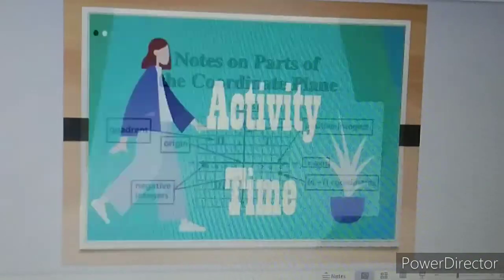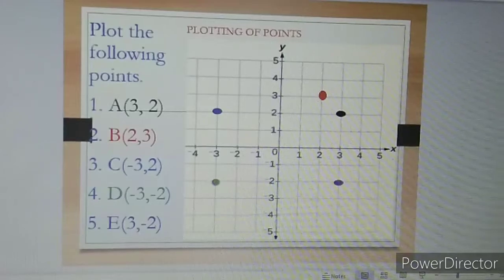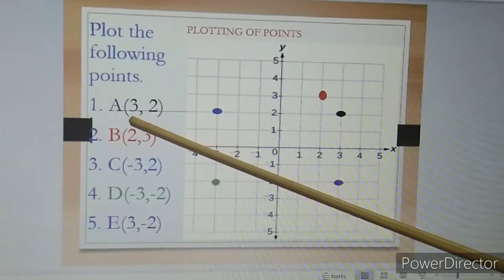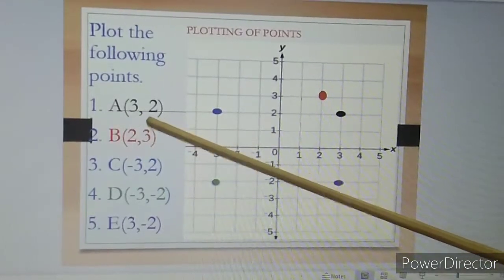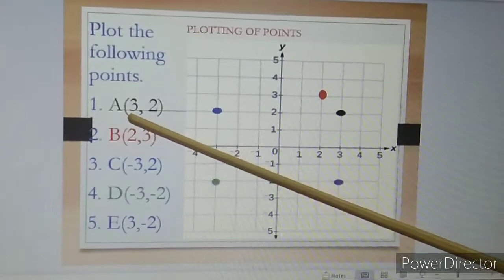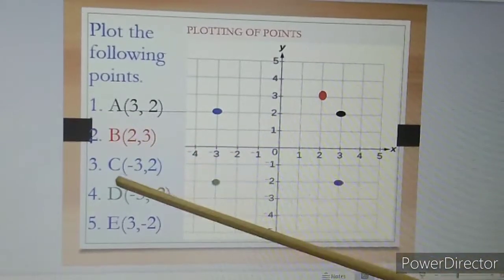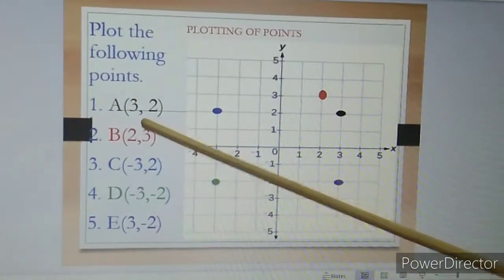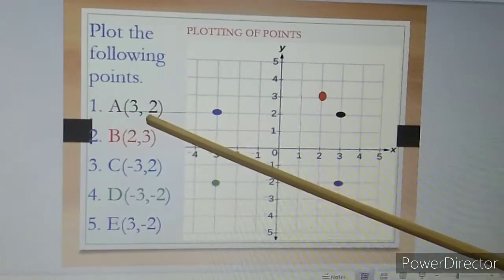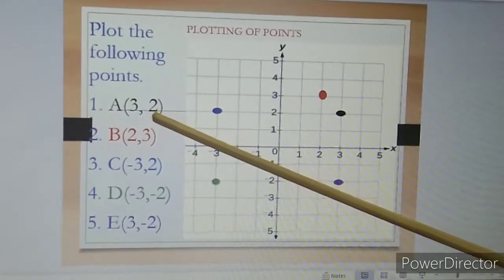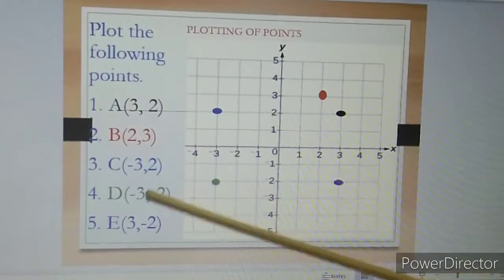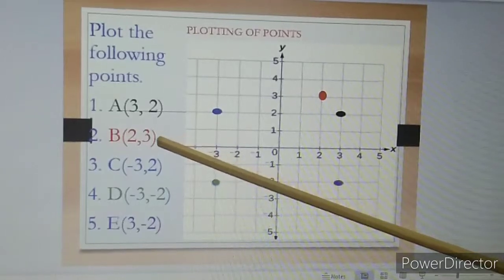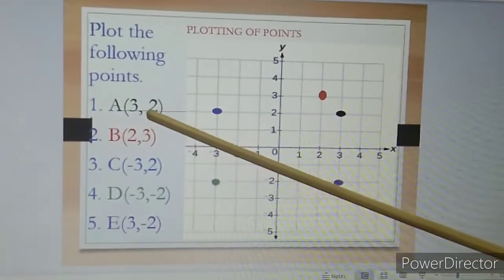Our next activity is plotting a point. Let's say we have point A with the coordinates of 3, 2. The first number in our coordinates is called the abscissa, or the x value. And the second number in our coordinate is called the ordinate, or the y value. Okay, let's go back to plotting a point.